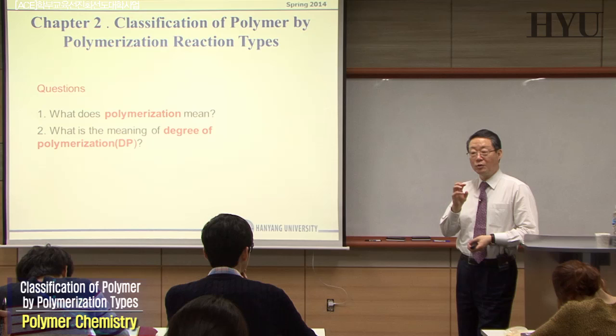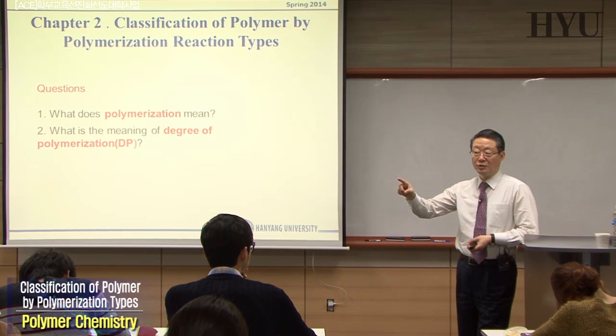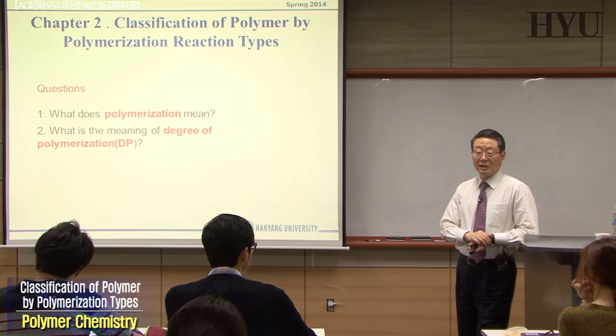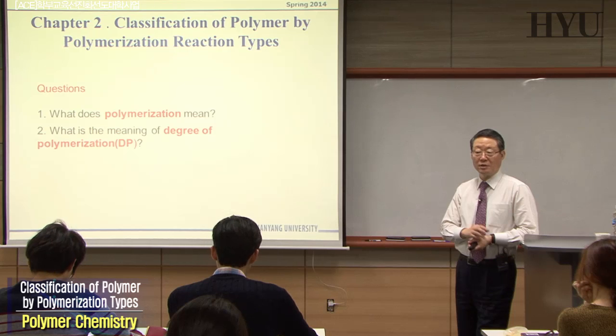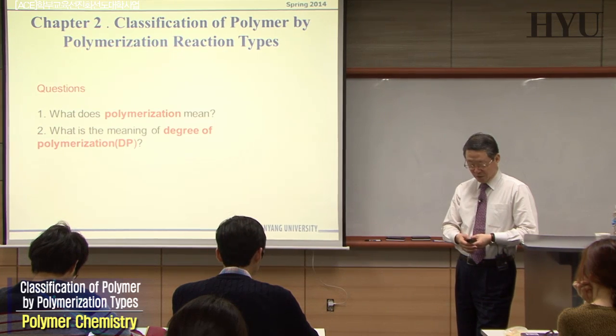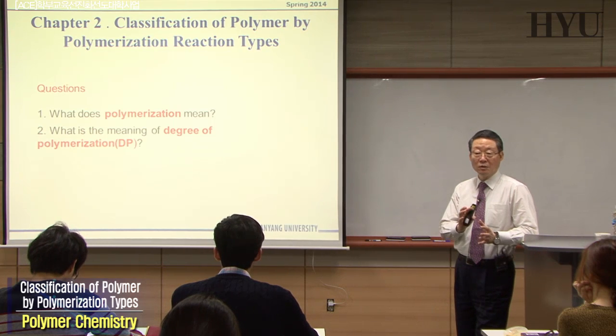It starts from your monomer. During the polymerization, you will obtain a high molecular weight product. That's the difference between any organic reaction and the high molecular weight polymerization reaction. So polymerization is different from low molecular weight organic reactions.